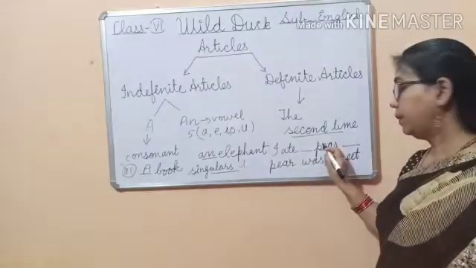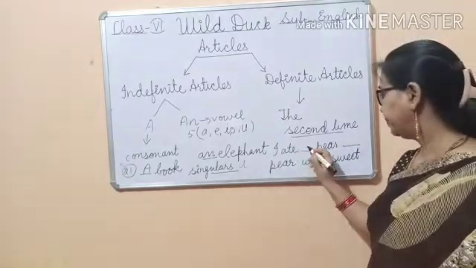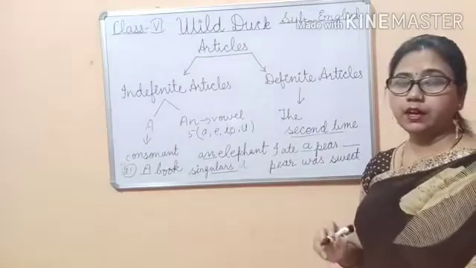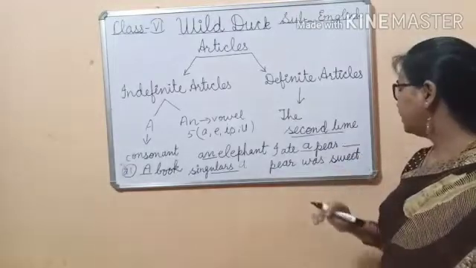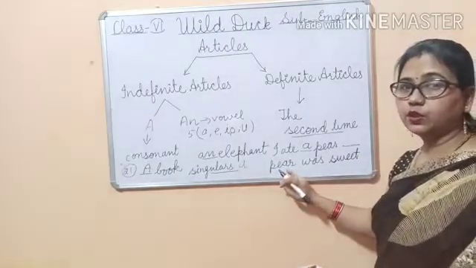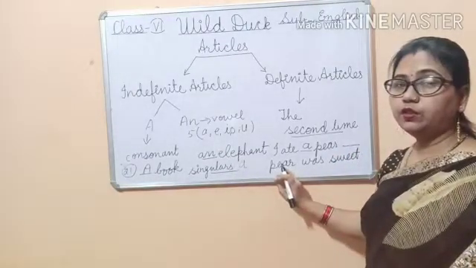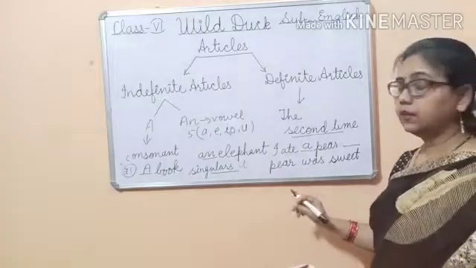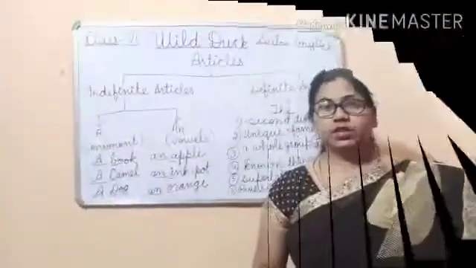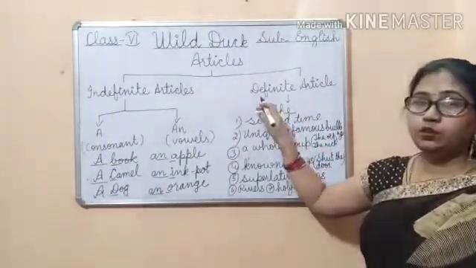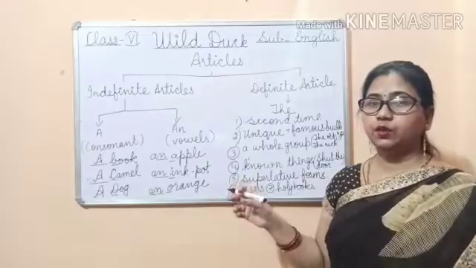Pear is a noun. We will use an article before the noun, a, because we are using pear the first time, and in the next sentence we are using pear the second time. So we will write, the pear was sweet. Students, I have told you that when we use a noun for the second time in the sentence, we use the.